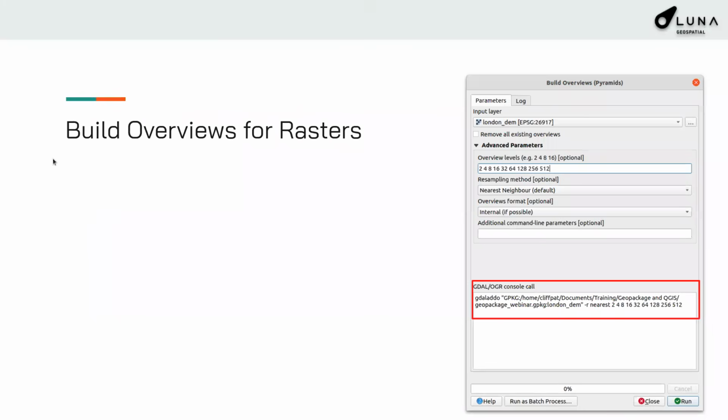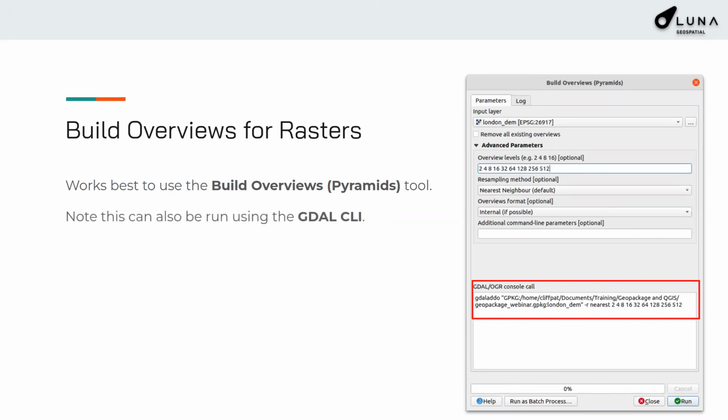What about overviews? Well, one of the things I've found when I've tinkered is that it's best to use the build overviews (pyramids) tool to do this. I found that when I was doing it within the layer properties, I wasn't getting good results, and it would just kind of throw a little bit of an error. So I was going to talk to somebody on the QGIS team about that at some point. But this works fine. You can also run this using the GDAL command line interface.